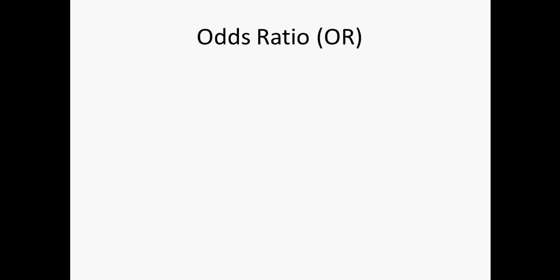Let's move on now to odds ratio. When we talk about odds ratio, we need to remember that calculation of odds ratio refers to taking a cross product of the numbers in the cells. Now we saw that relative risks are done for cohort studies, but odds ratios are calculated for case control studies.